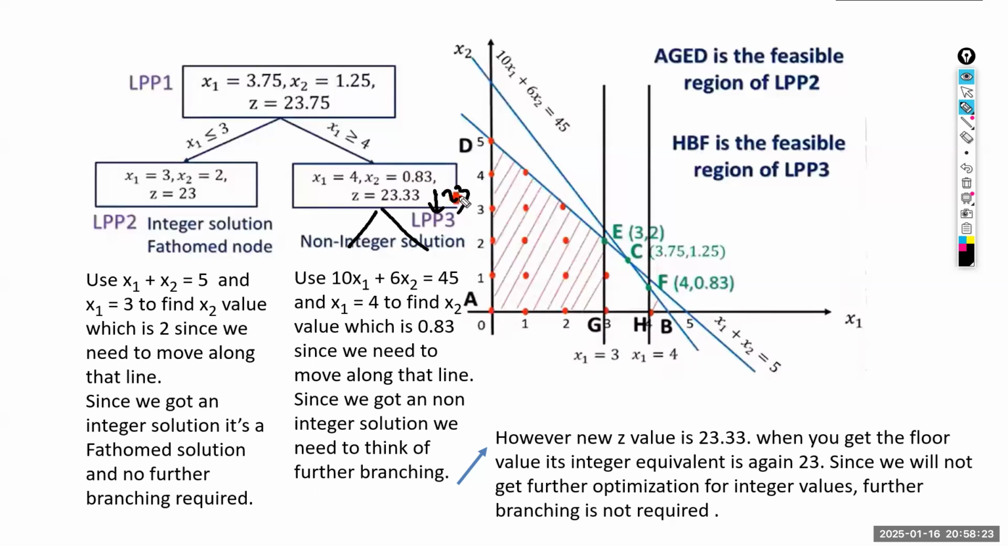Then when optimizing further, the 23 would go even lower. So therefore, no need to further branch, assuming that my Z is also integer. So therefore, it can't be better than 23.